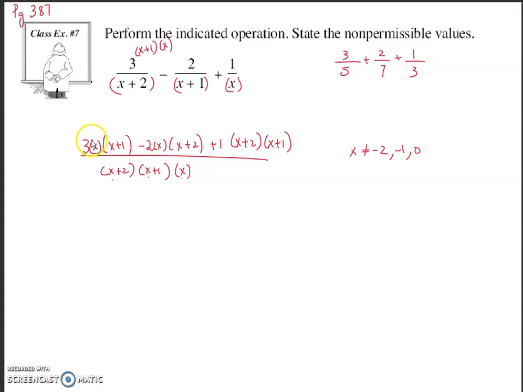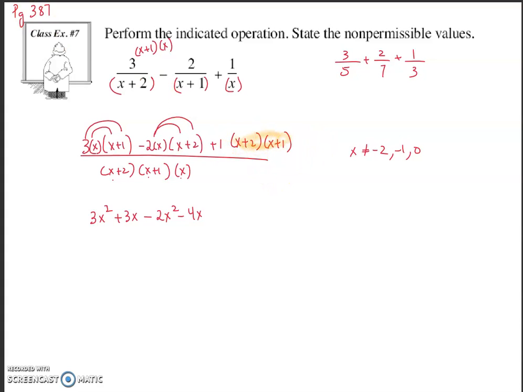So this one is just 3x. So 3x times x is 3x squared times 3x. This one is again -2x. -2x times x is -2x squared. And then this will give you -4x.